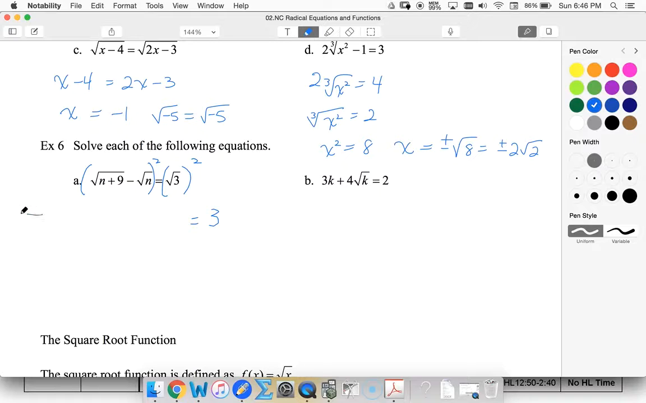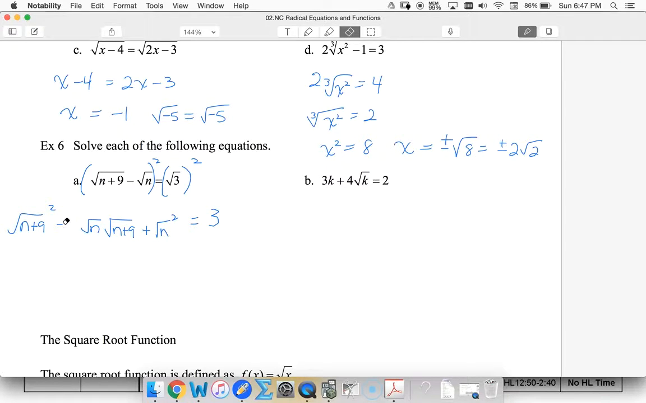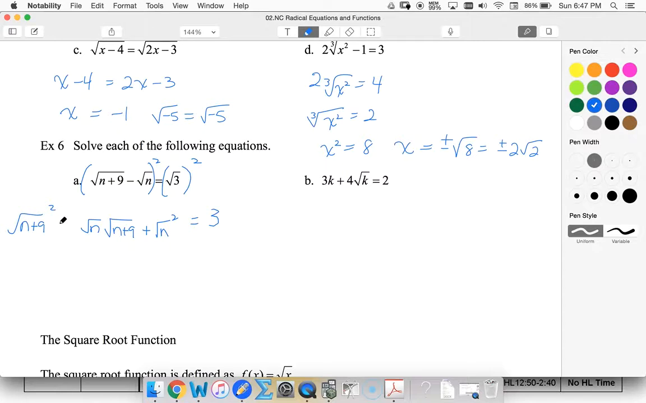So this is going to turn into root of n plus 9 squared minus 2 root n times root n plus 9 plus root n squared. So we're expanding a binomial here. So that's why we're following our rules for binomial expansion. So now this is going to turn into n plus 9 minus 2 root n times n plus 9 plus n equals 3. I'm going to move everything that's not radical to the opposite side.